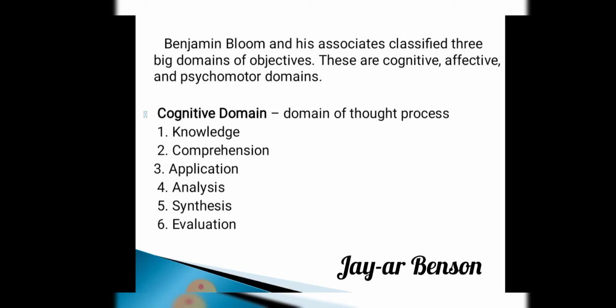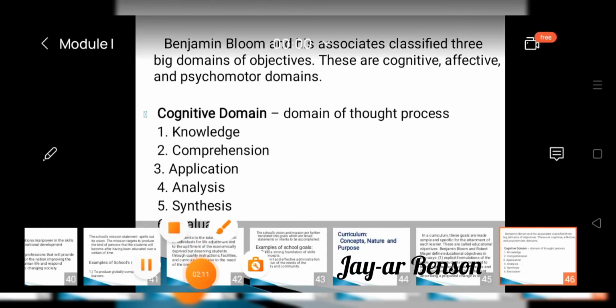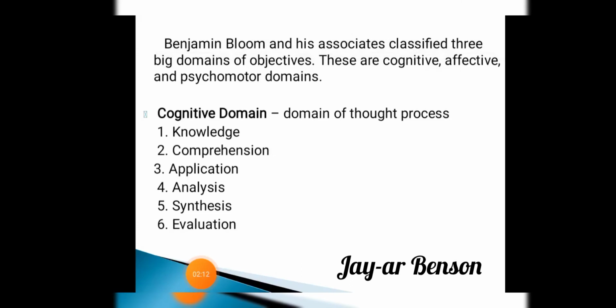So the cognitive domain has 6 parts. These are the knowledge, the comprehension, the application, the analysis, the synthesis, and last is the evaluation. So knowledge is all about recalling data or information.